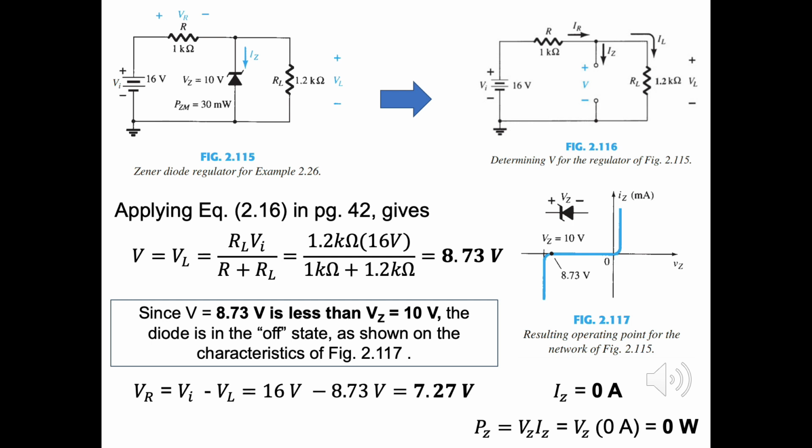VR is the difference between VI and VL. Here we have 7.27 volts. As the diode is in the off state, current is not flowing and IZ is 0 amperes. Power over here will also be 0 watts, as there is zero current available here.